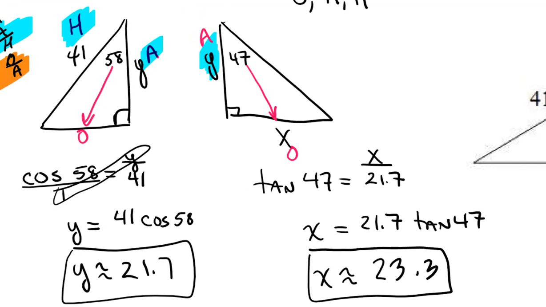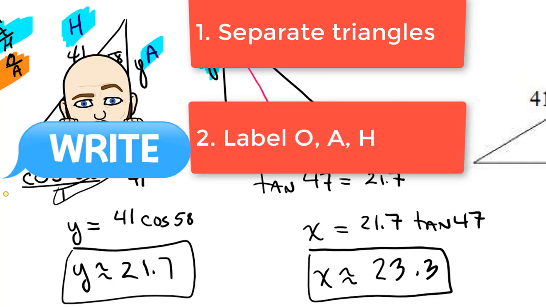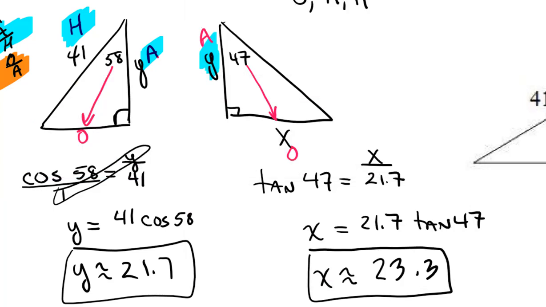So a couple steps here. First thing, separate the two triangles. After that, label opposite, adjacent, and hypotenuse. Then use your trig functions to write an equation and solve for the missing side. When you use your calculator, be sure you're in degree mode, because if you're in the wrong mode, you're going to get the wrong answer. And that is frustrating. So make sure you're in the right mode and you're good to go.